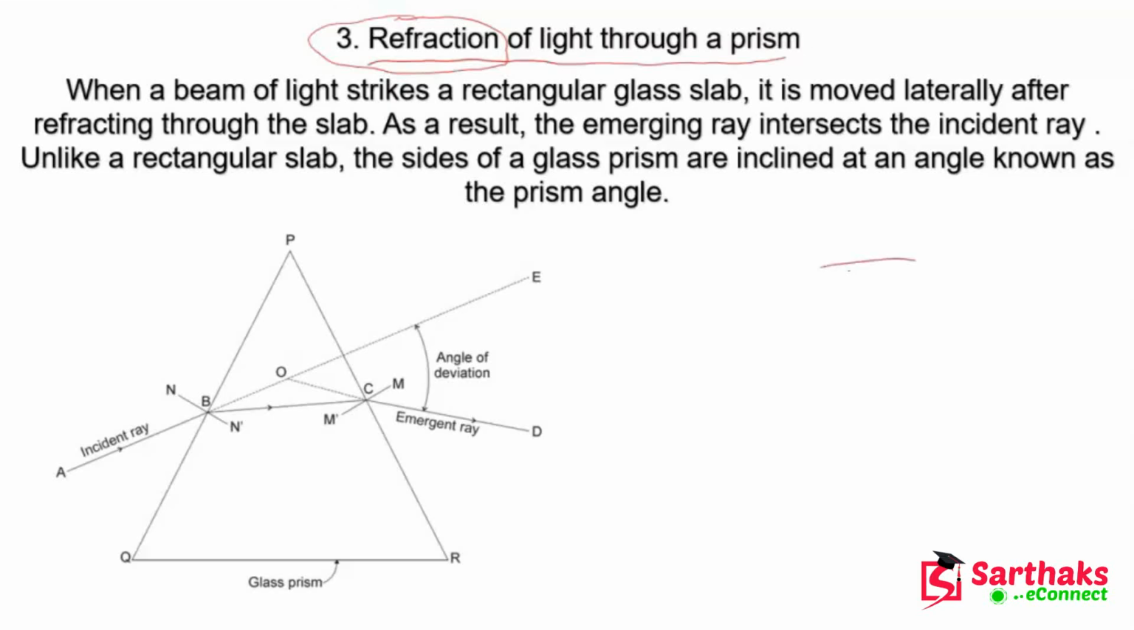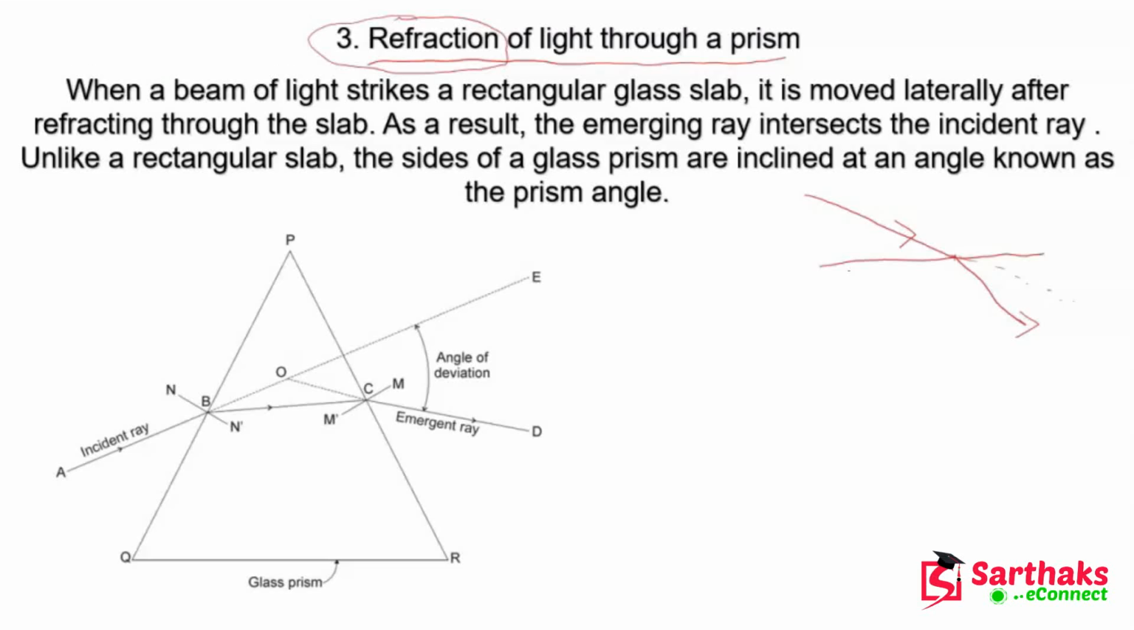So what happens whenever light enters from a medium into another medium is that it bends, and this bending is known as refraction. Okay, let's suppose this is your light coming like this, and this is your surface, and after the refraction the light changes its path. So this deviation or this bending is called refraction.